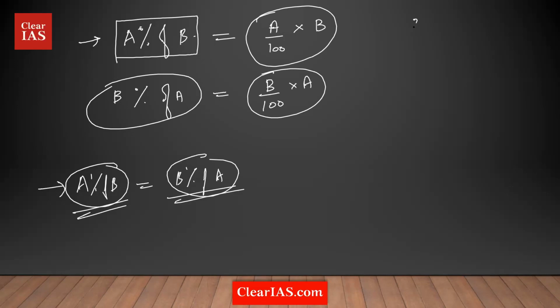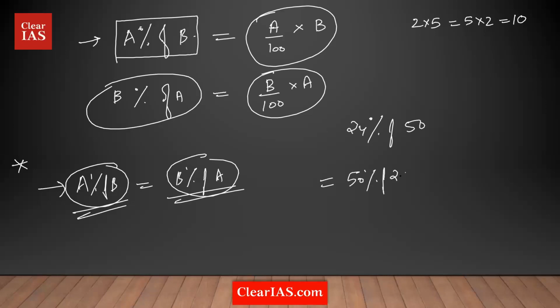For example, let's say 2 into 5 is the same as 5 into 2. That will give you 10 as a result. So it's actually the same. So that's the first property or first rule that you should remember: A percentage of B is the same as B percentage of A. Got it? So if someone asks you to calculate 24 percentage of 50, you have the freedom to flip the numbers. So this is the same as 50 percentage of 24.